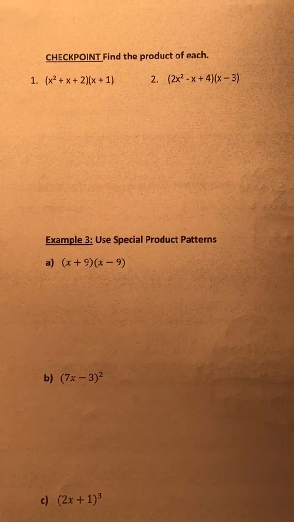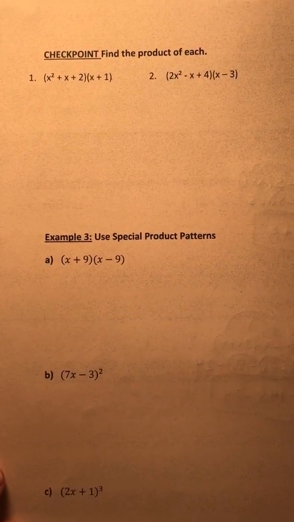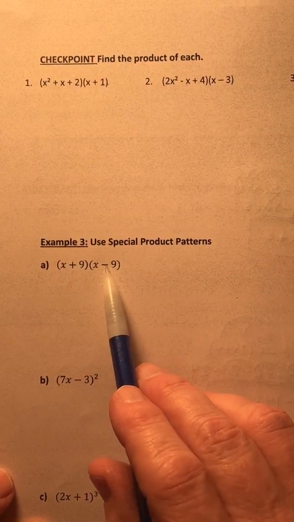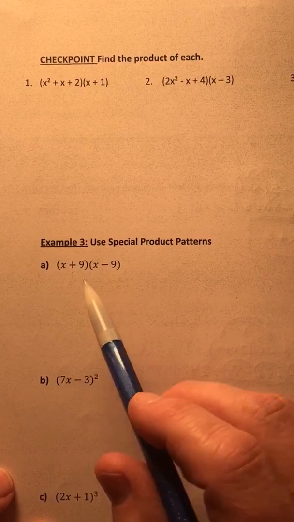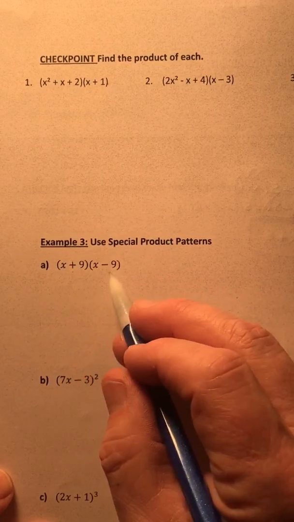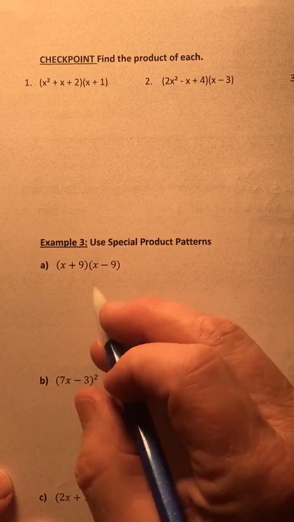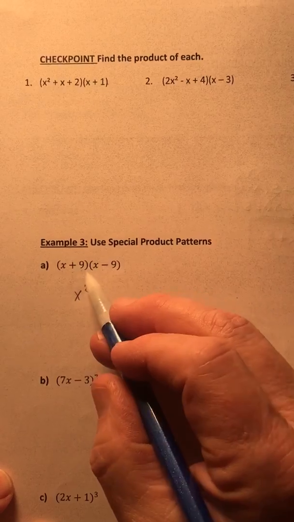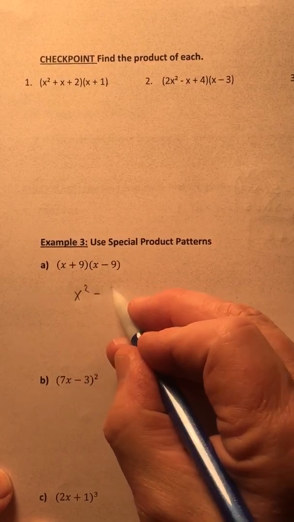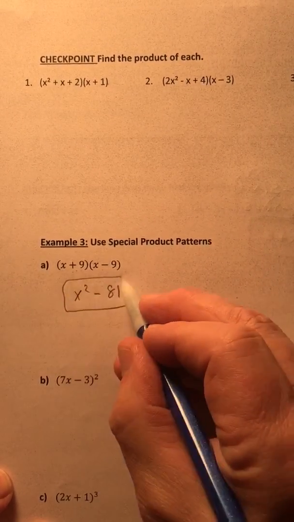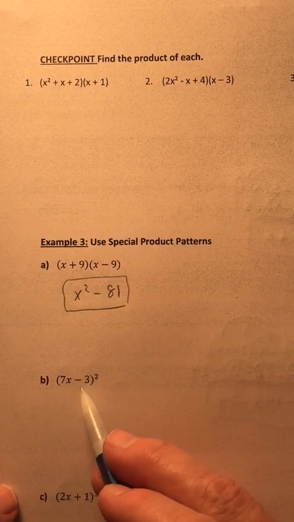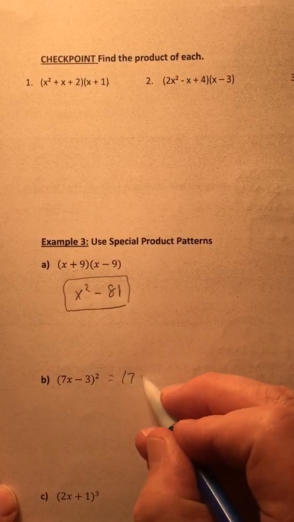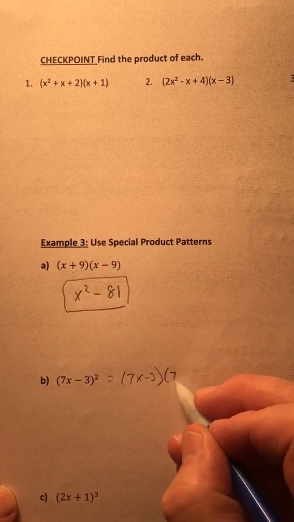There are some special patterns that you can use to figure some of these out. This one you should know. The signs are different, but everything else is the same. Anytime that happens, it gives us a difference of 2 squares. So you multiply first times first, so x squared, and then last times last. Positive 9 times negative 9, negative 81. And that's it.